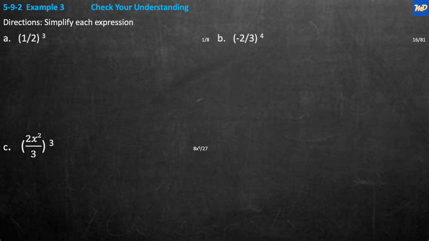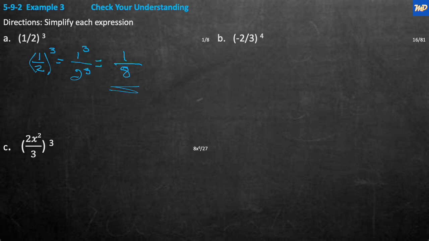Okay. We have example 3, check your understanding. Simplify each expression. I'll give you time to do it on your own if you'd like. Now that you're back, we'll continue on. A is 1/2 cubed. And that equals 1 cubed divided by 2 cubed. And what does that equal? 1 cubed is 1. 1 times 1 times 1 is 1. And 2 times 2 times 2 is 8.